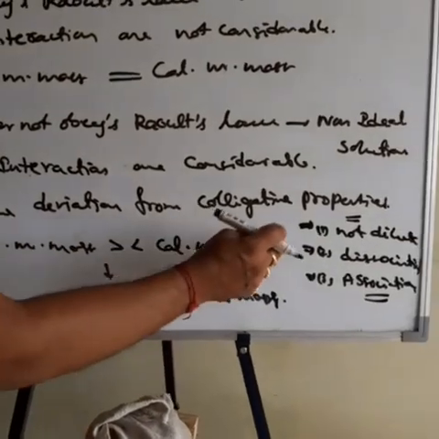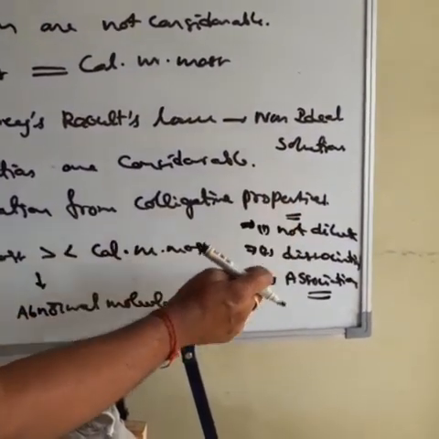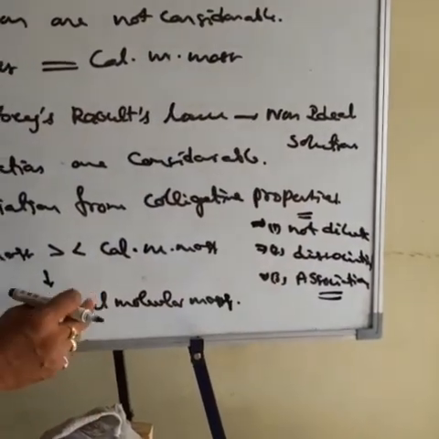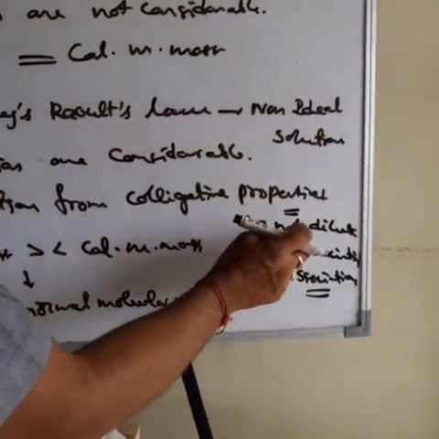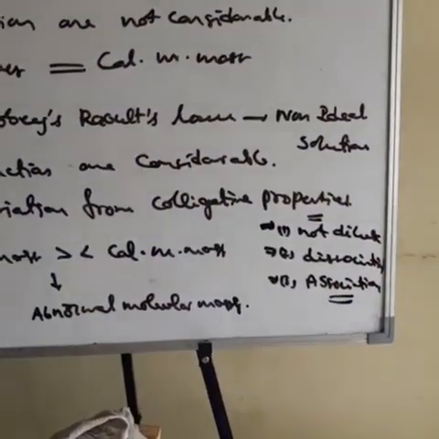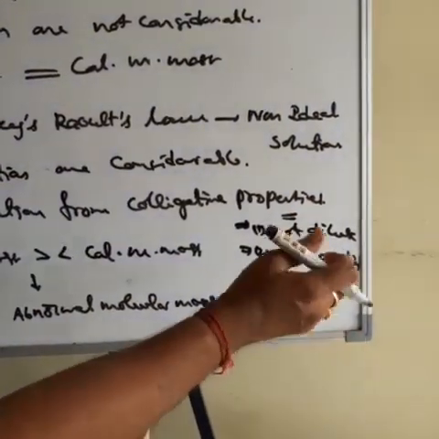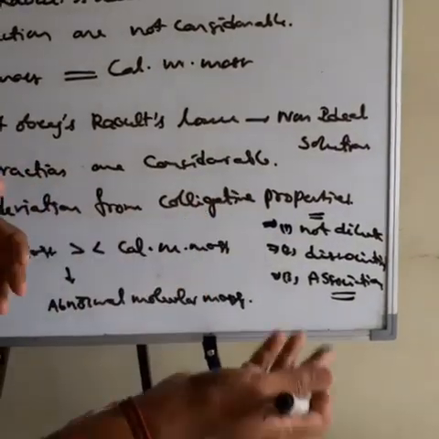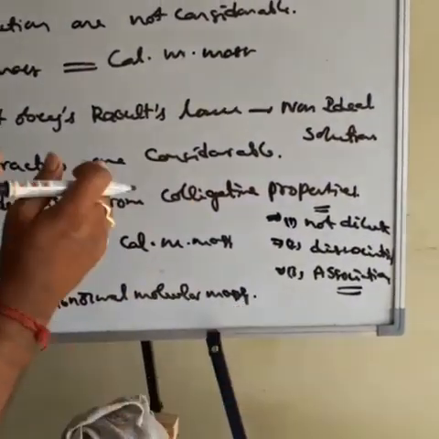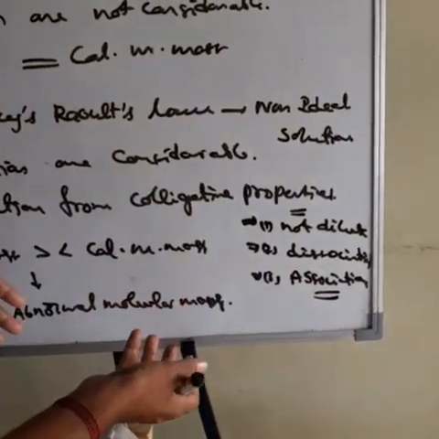The solutions which follow these conditions exhibit abnormal molecular mass. What is the first condition? The solution is not a dilute solution. Whenever the solution is not dilute, it means the solution is concentrated, so molecular interactions are considerable. At that time, the experimental molecular mass is different from the calculated molecular mass, and we can observe abnormal molecular mass.